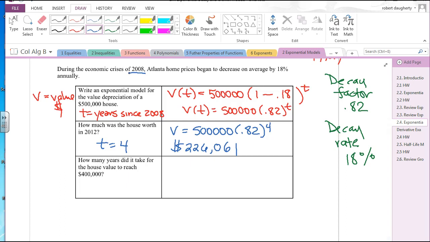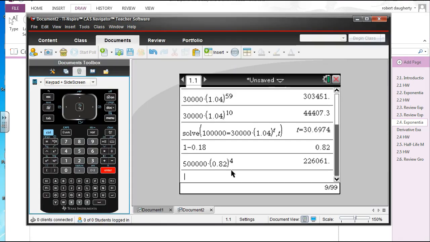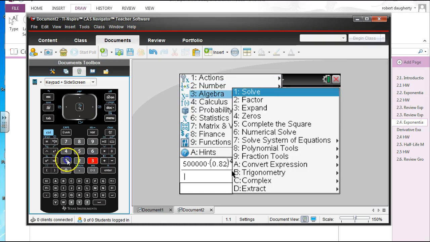How many years? I'm solving for what variable now? Time, which is my exponent. I can use logarithms or my calculator. What are you going to use? Calculator, okay. So what is the equation that I need to solve here? Let's set up an equation. 400,000 equals 500,000 and then 0.82 to the t. And I need to solve that for which variable? T. So I would just go to my calculator and it is menu 3, 1.